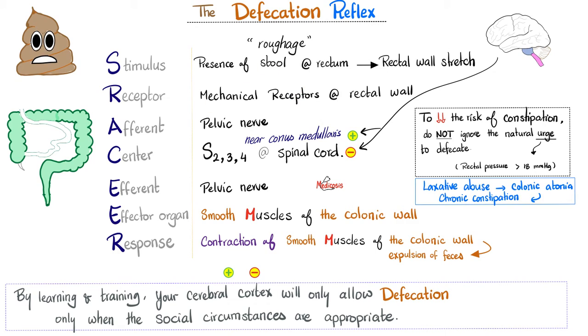The defecation reflex was discussed before. Remember when I told you, in order to decrease your risk of constipation, train yourself not to ignore the natural urge to poop. Ignoring this natural urge time and time again increases your risk of constipation. Doofuses who abuse laxatives chronically will eventually lose their natural urge to defecate, leading to colonic atonia, loss of tone in the muscles of the colon, and chronic constipation. Always listen to your rectum.